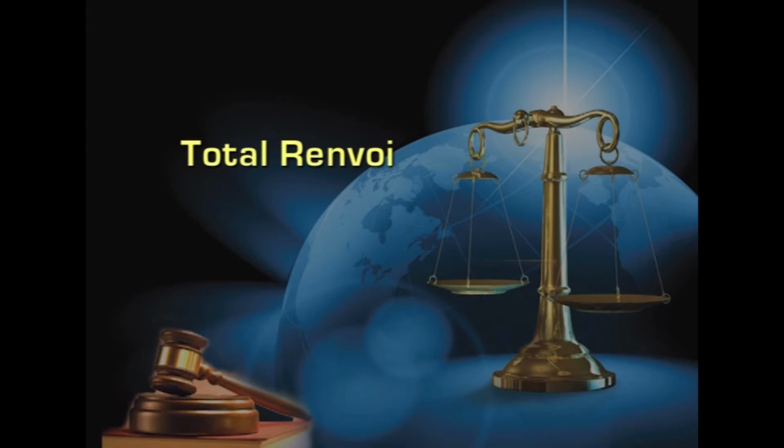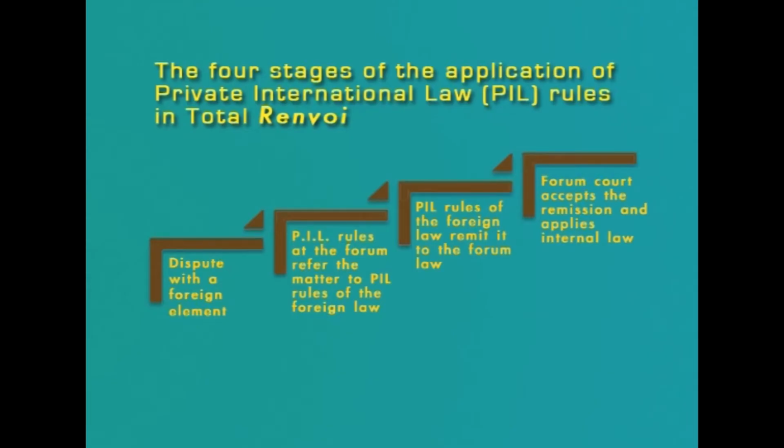Total renvoi. The third possible solution is to adopt what may be called the foreign court theory or the doctrine of double renvoi or total renvoi, also known as the English doctrine of Renvoi.